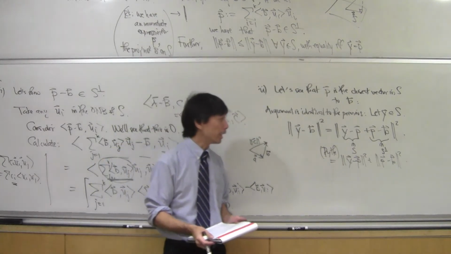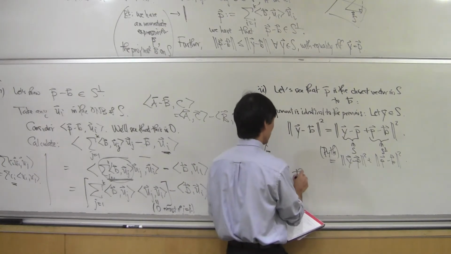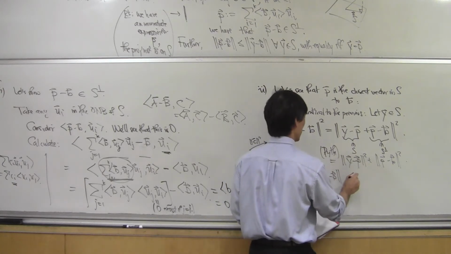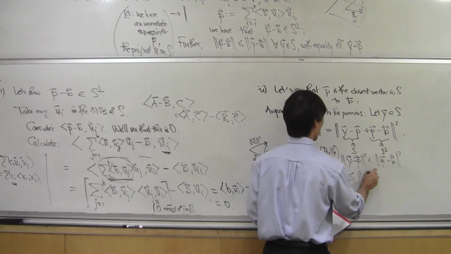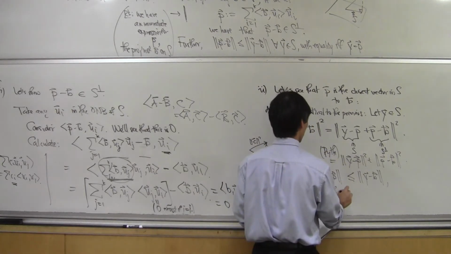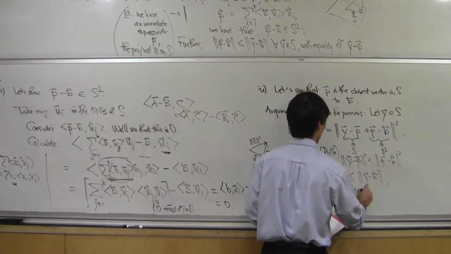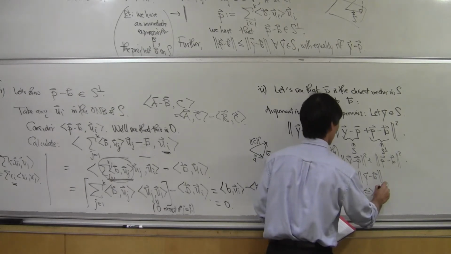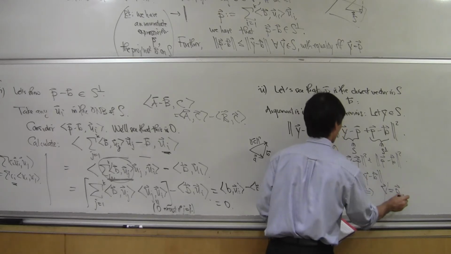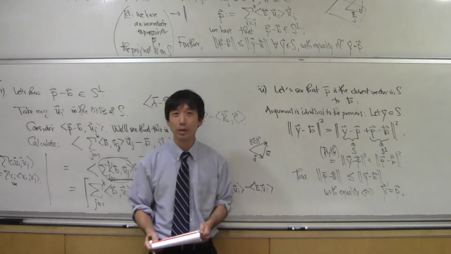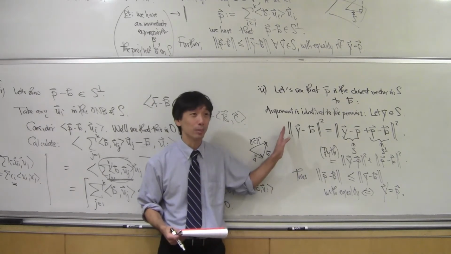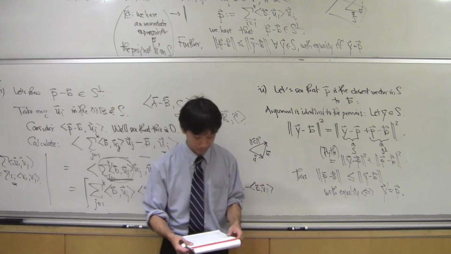And again, what you see is that the norm of P minus B is less than or equal to the norm of Y minus B, with equality if and only if Y equals P. Just like we saw before in the least squares method. It's exactly the same argument.